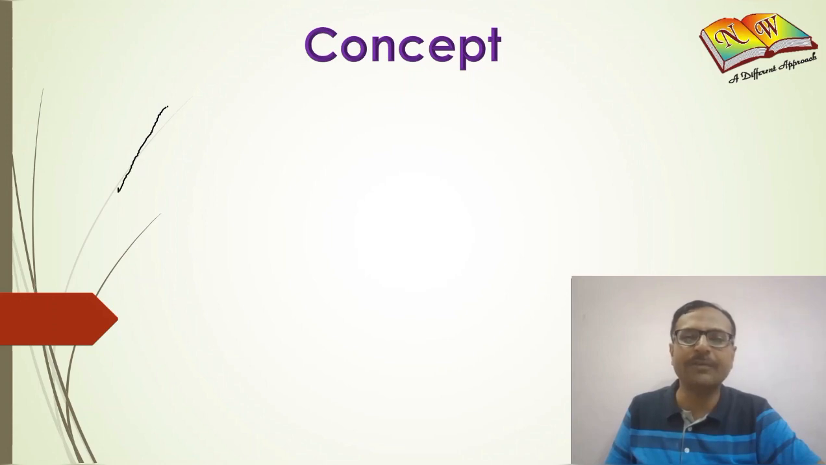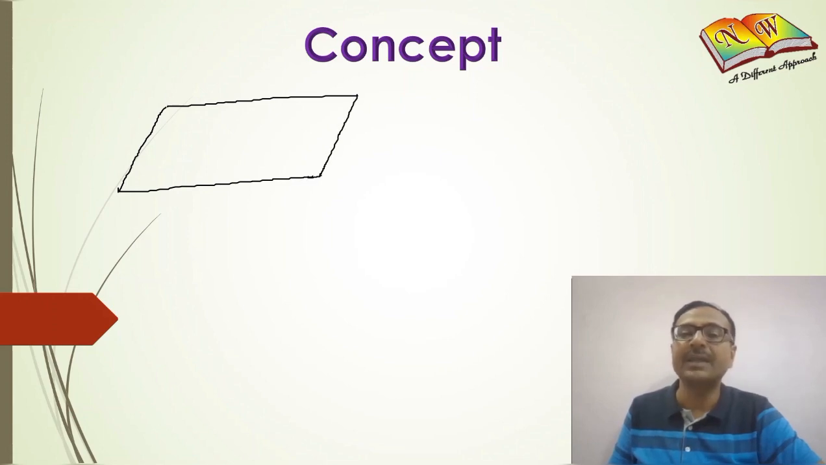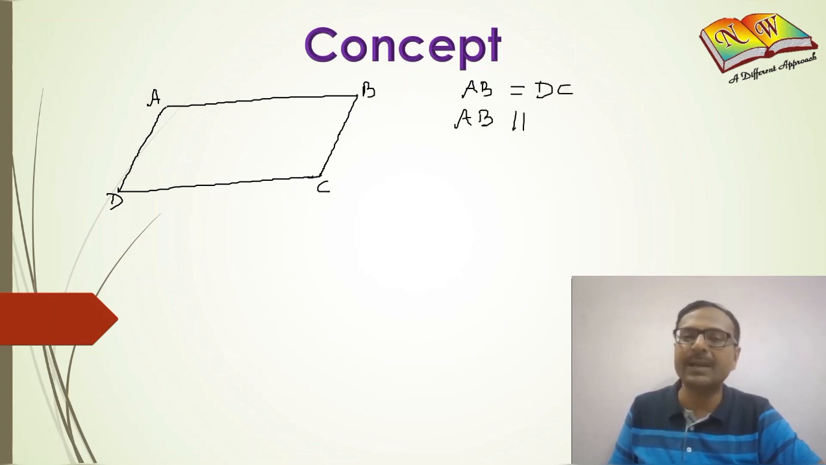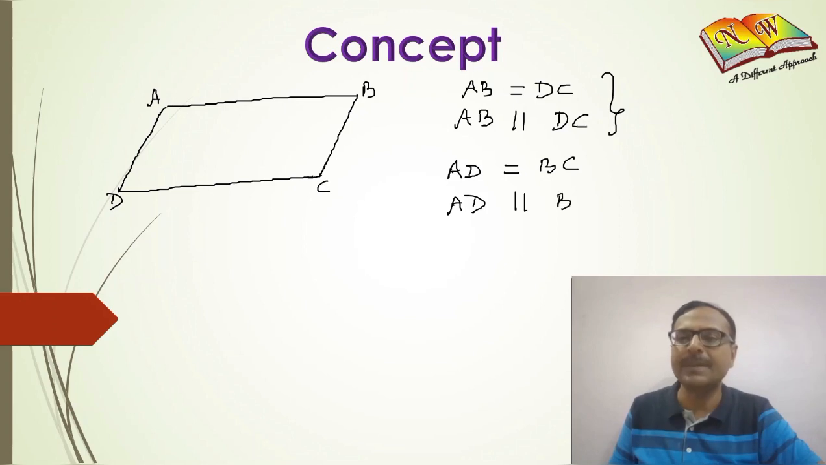The unique property of a parallelogram is that the opposite sides, that means each pair of opposite sides, are equal and parallel. So if you name this parallelogram as A, B, C, D, the side AB will be equal to the opposite side DC, and AB will also be parallel to DC. Likewise, the other pair AD will be equal to the opposite side BC, and AD will also be parallel to BC, and therefore it is known as a parallelogram.